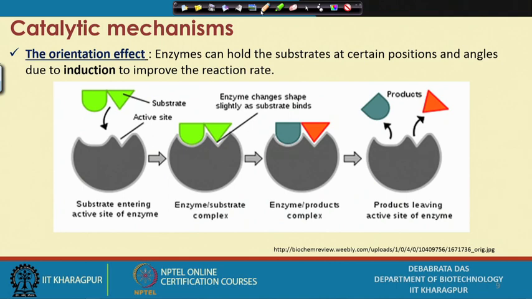Now, what is happening is that a tiny, small part of the protein molecule is the active site. So, suppose your substrate is on this side and the active site is on the other side. As soon as your substrate approaches the enzyme, some orientation of the enzyme molecule takes place, so that the substrate can sit properly at the active site of the enzyme. So, this is the orientation effect, and this also takes place due to induction.